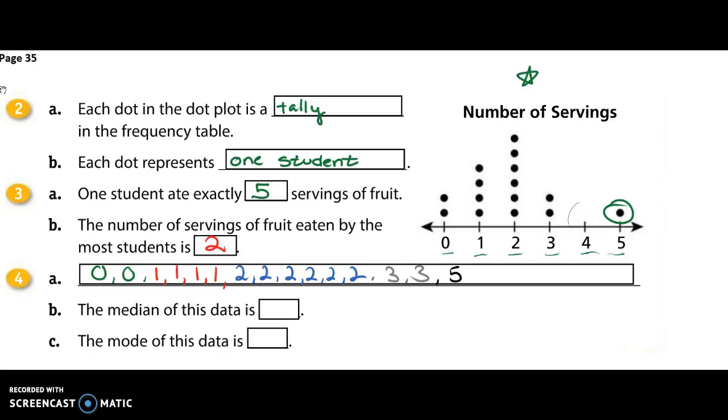Okay, so our median is 2, and our mode should be very easy to see. We've talked about it already. Which one was the highest amount? It was 2. So both the median and the mode for this data set is 2.